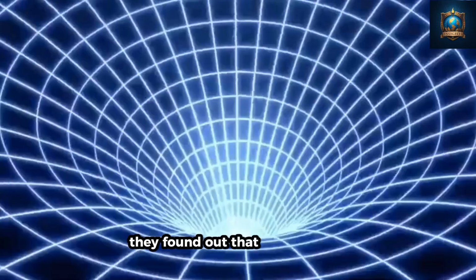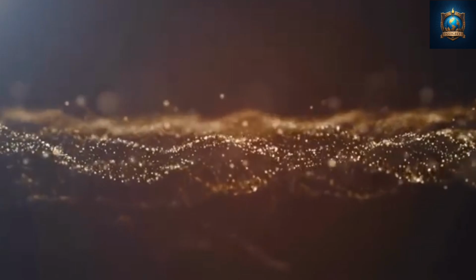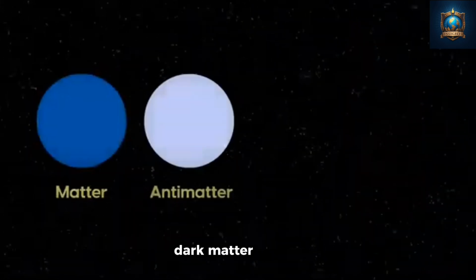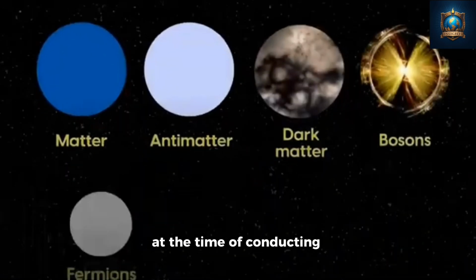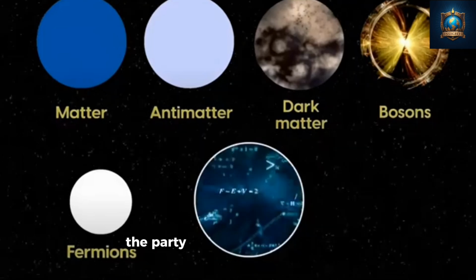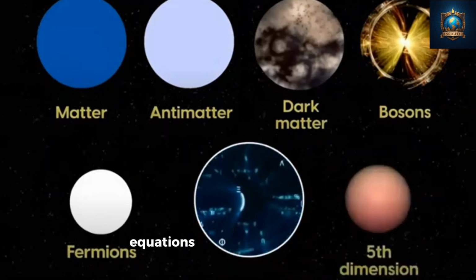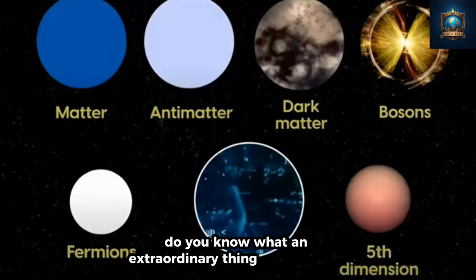They found out that the graviton objects that have been showing a lot of gravity since before are only ordinary fermion particles. For this, they started researching from the beginning of the universe. Dark matter, matter, antimatter, and so on. At the time of conducting research on all these, they looked at the mathematical equations of the fifth dimension together. Do you know what an extraordinary thing they learned?